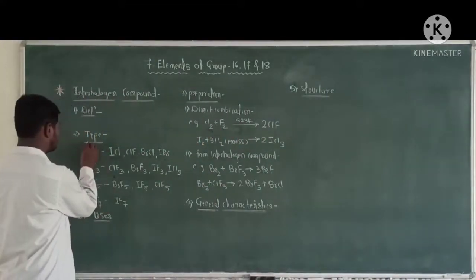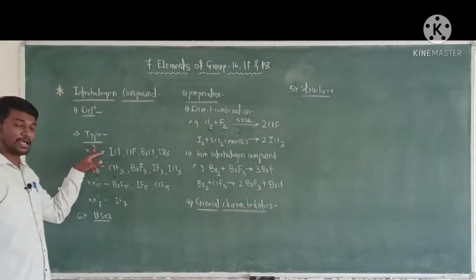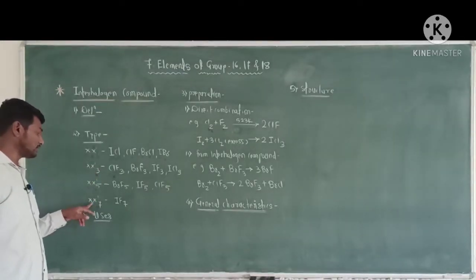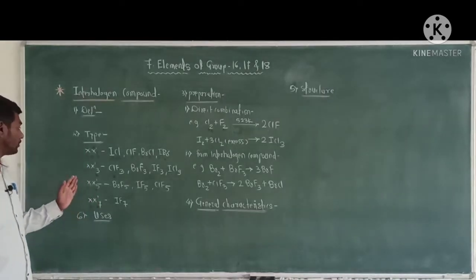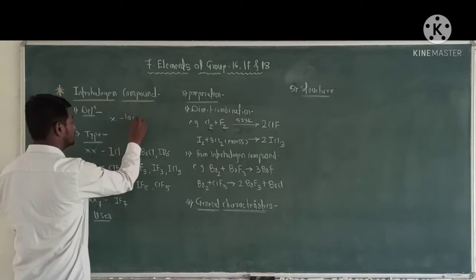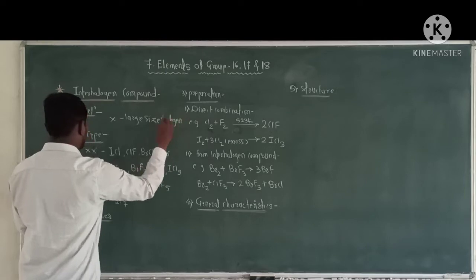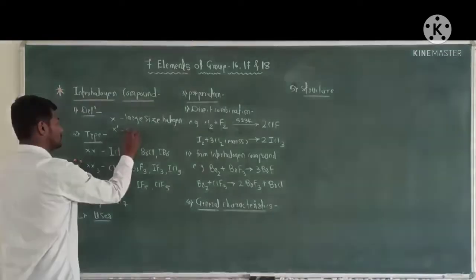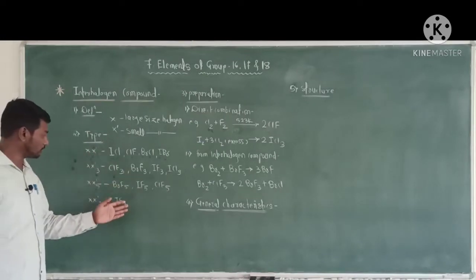Now next, types. Interhalogen compounds have four types: X X dash, X X dash 3, X X dash 5 and X X dash 7. These are the four types of interhalogen compounds. Here X is the large size halogen, and X dash is the small size halogen. These are the examples of these types.